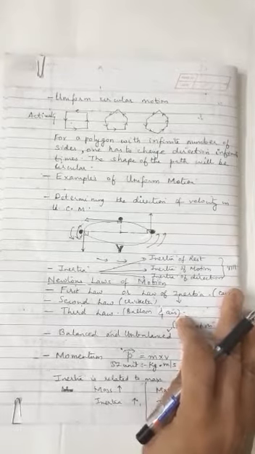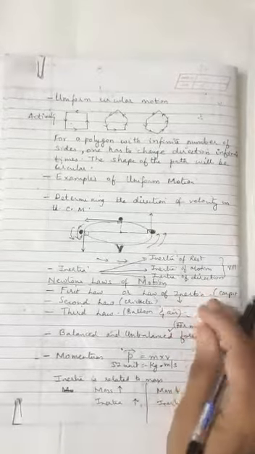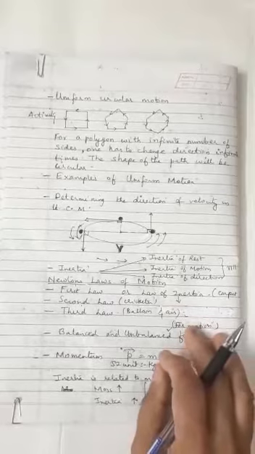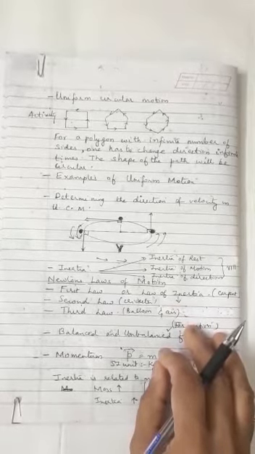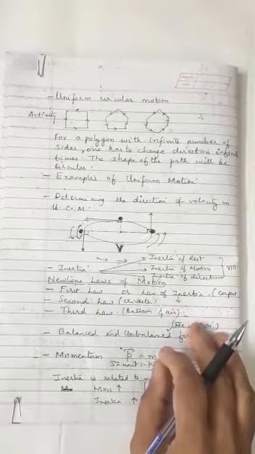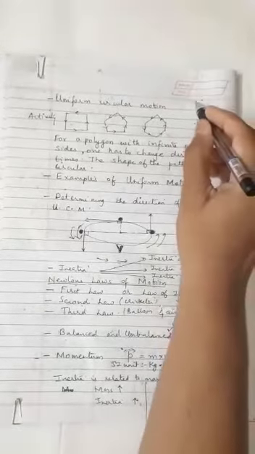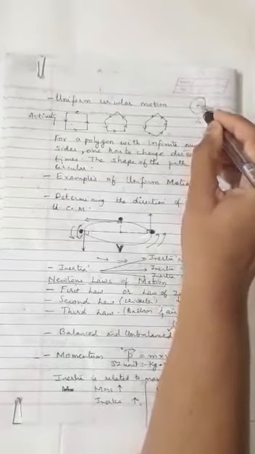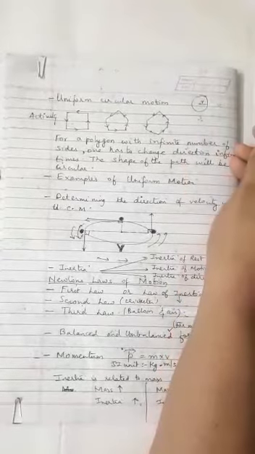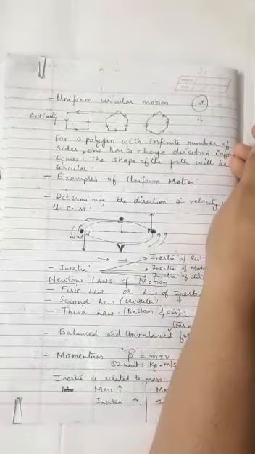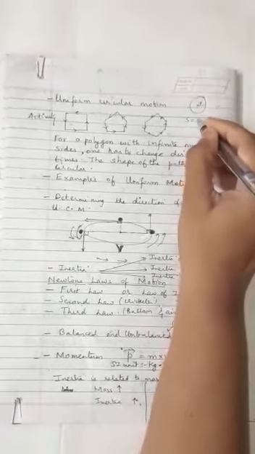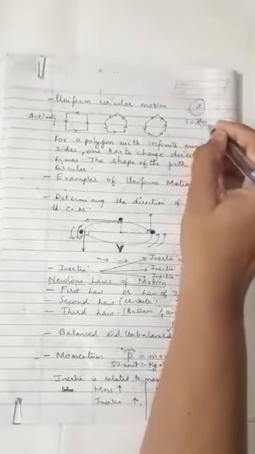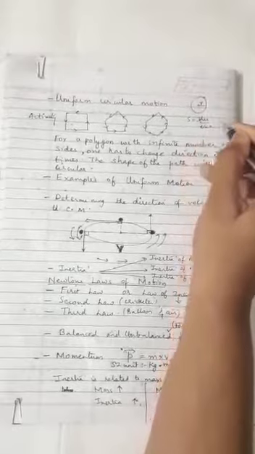I repeat, when an object moves with a constant speed along a circular path, the motion is called uniform circular motion. Now, if an object is moving along a circular path of radius r and takes time t to come back to its starting position, the speed can be given by the formula distance upon time.